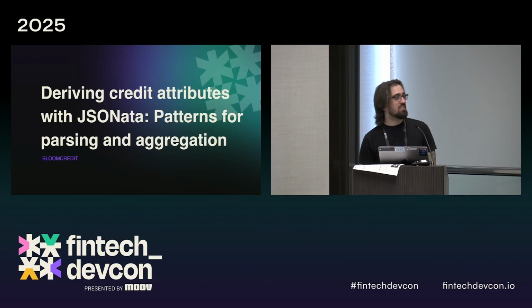So this talk is how we use JSONata, which is just a declarative expression language that works on JSON documents, and how we used it to tackle messy credit data that we ingest every day at Bloom.